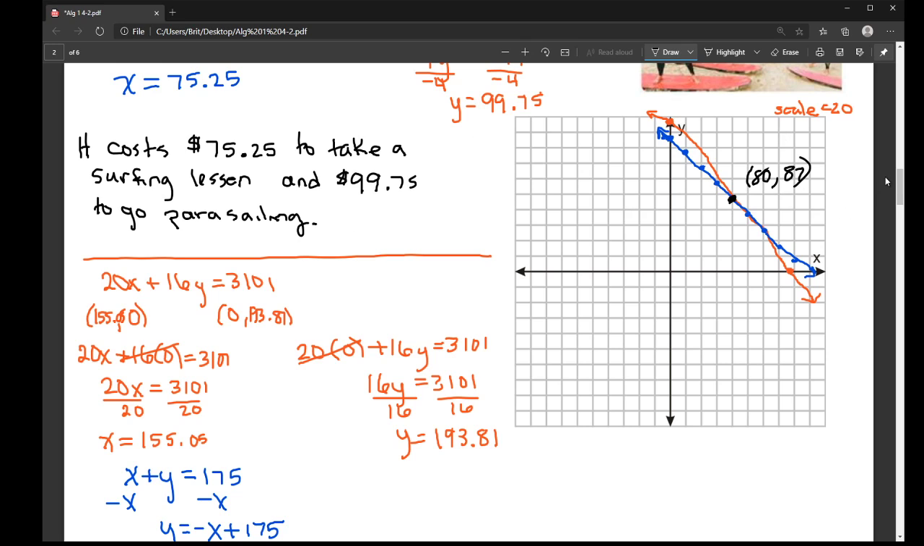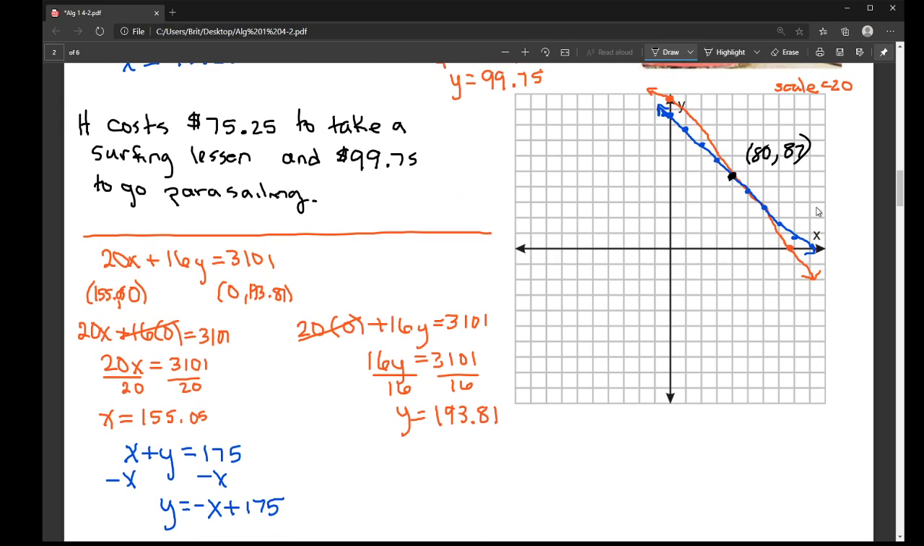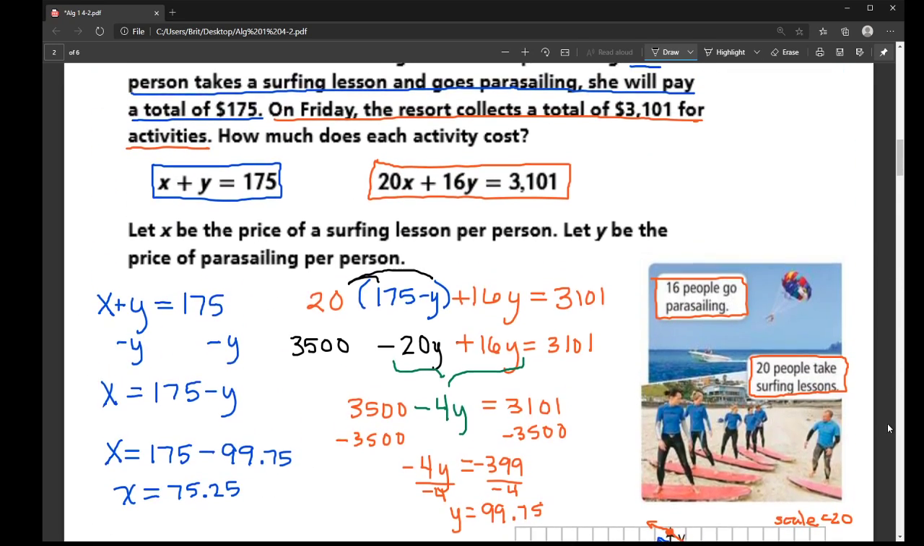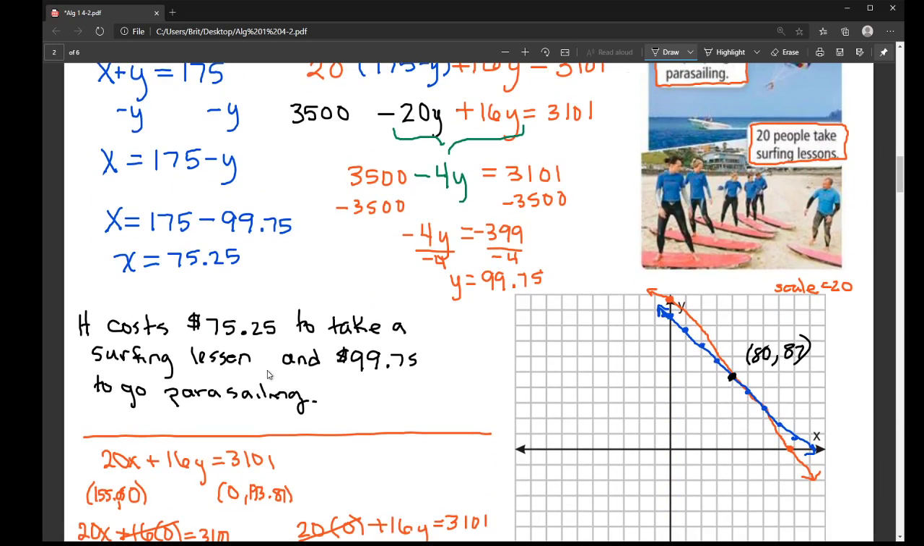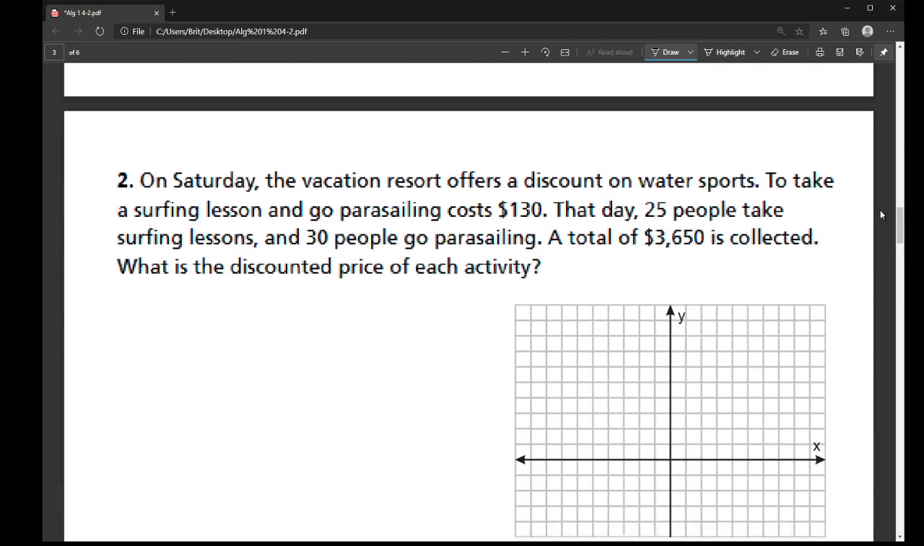So here I was able to estimate with a graph, but I was able to get the exact value with my substitution. So substitution is going to be the better option than the graphing option, especially if I'm trying to plan a budget.